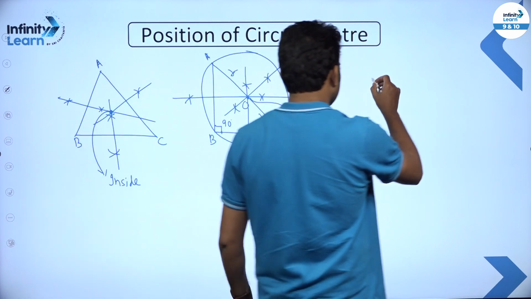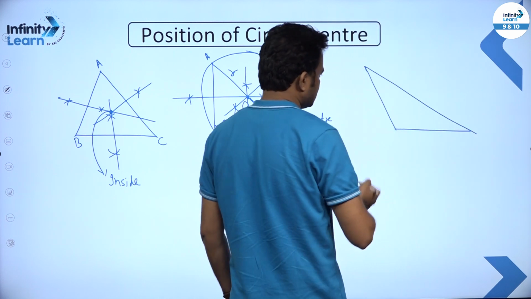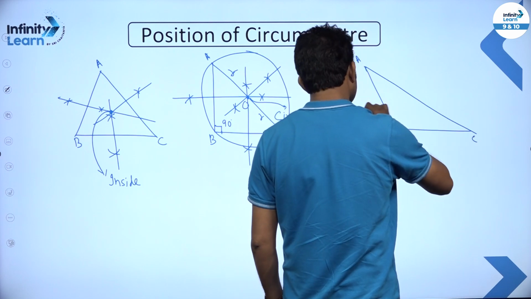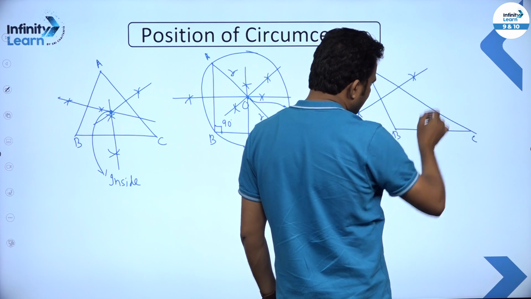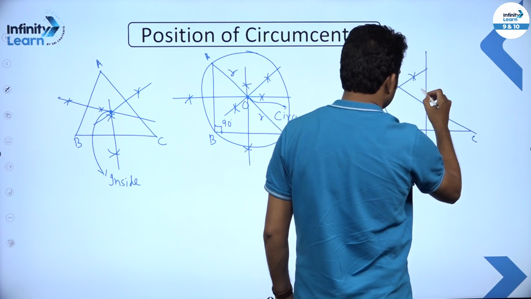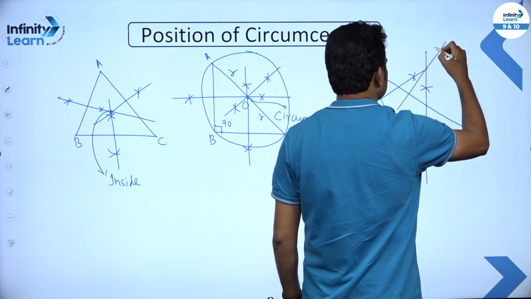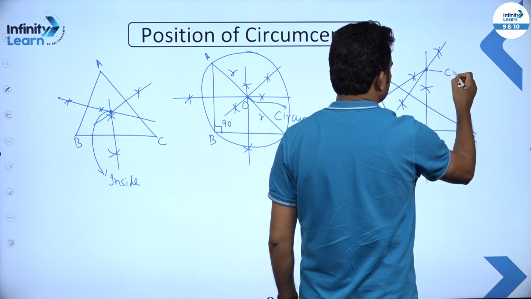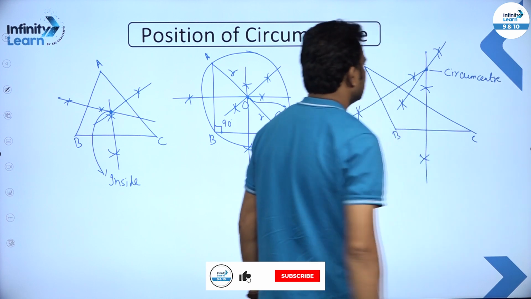So, let us take an obtuse angle triangle and try to draw the perpendicular bisectors. Let us draw the perpendicular bisector of this side AB first. So, this is the perpendicular bisector. Then try to draw the perpendicular bisector of BC. If I draw the perpendicular bisector of BC, it will look like this. Now draw the perpendicular bisector of AC, it will look like this. So this is the position of circumcenter, and it will lie outside the triangle.